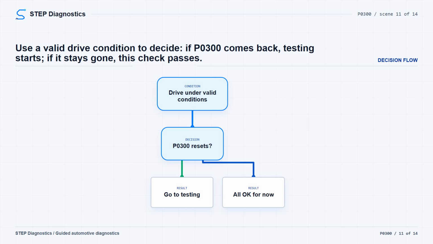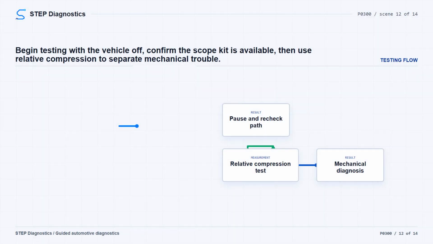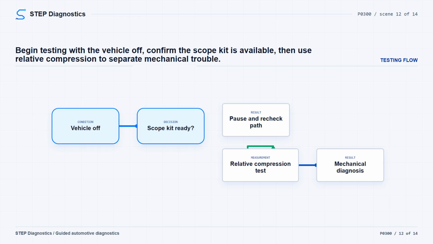The set behavior and clearing behavior for this code group are type B, so the final call still needs to be made under valid monitor conditions. For circuit and system testing, start with the ignition or vehicle off. Verify the CH51450A oscilloscope diagnostic kit and CH51450 LEATA oscilloscope basic lead kit are available. If the required scope equipment is not available, pause and recheck the earlier diagnostic path instead of guessing at the next branch. If the tools are available, perform the relative engine compression test. If that test does not pass, go back to an engine mechanical diagnosis. If it passes, continue into the fuel and injector checks.